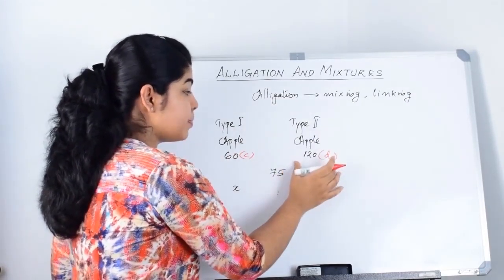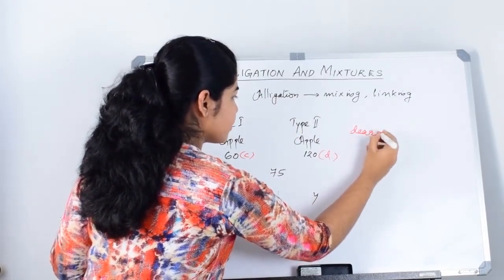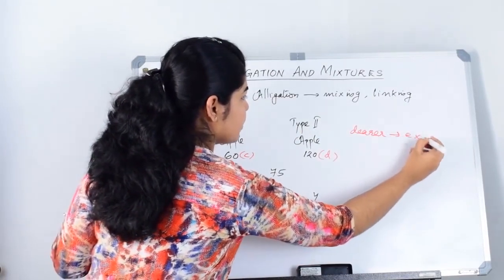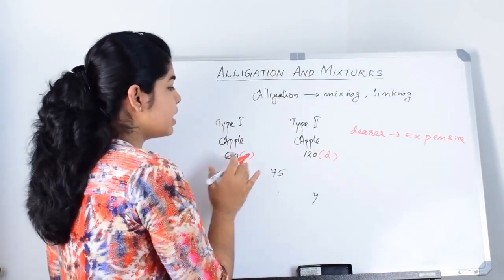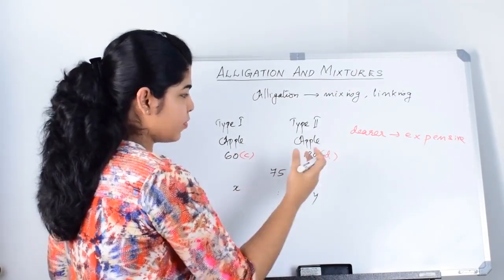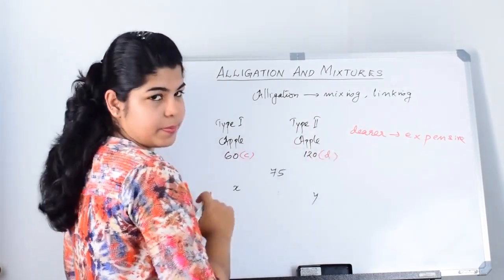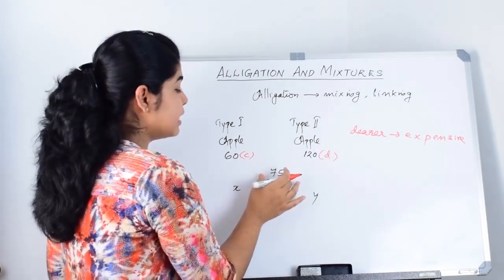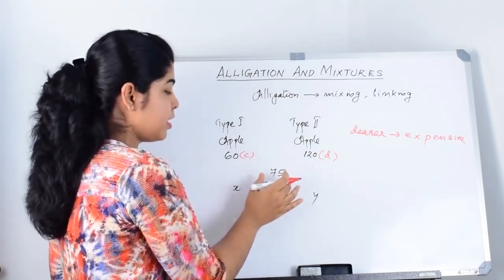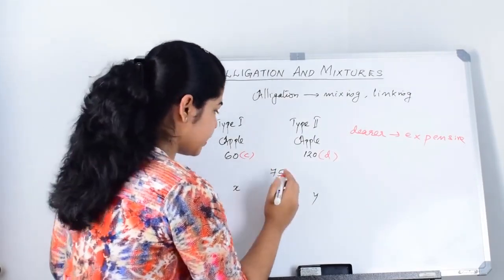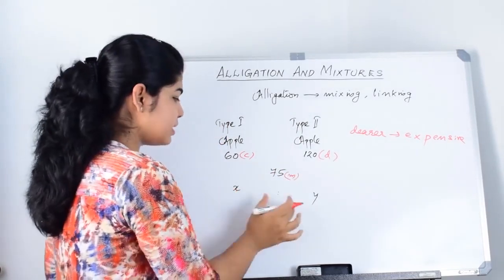Then the type 2 apple is taken as the dearer one. The word dearer means expensive. Compared to type 1 apple, type 2 apple is the dearer one. So this is a dearer value, I am representing it with the letter D. Now it is given that the mean price, that is the price of the mixture, is 75. So I am taking this as the mean price and representing it with the letter M. Now you need to find the value of x and y.